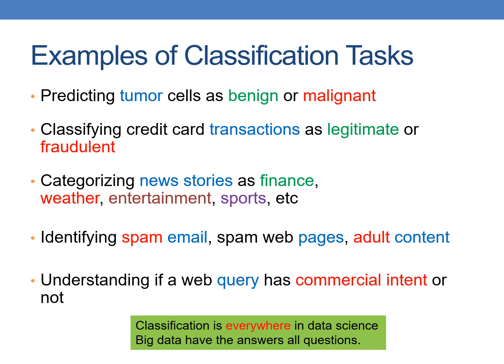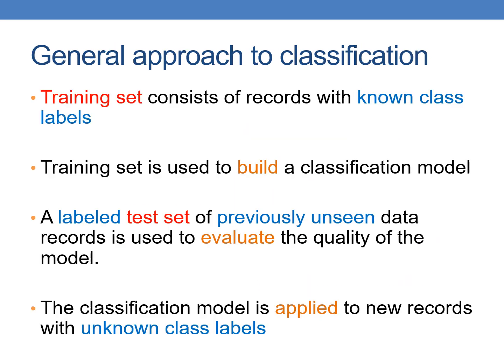The best examples we can say are predicting tumor cells as benign or malignant, classifying a credit card transaction as a legitimate one or a fraudulent one, and categorizing news stories as financial, weather related, entertainment related, sports, etc. Identifying spam emails, spam web pages, adult content, and understanding if a web query has commercial content or not. So classification is everywhere in data science, right? So big data have answers to all the questions.